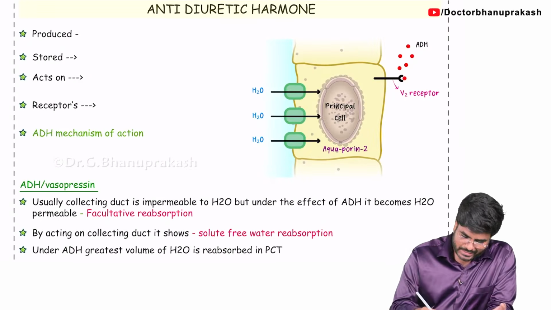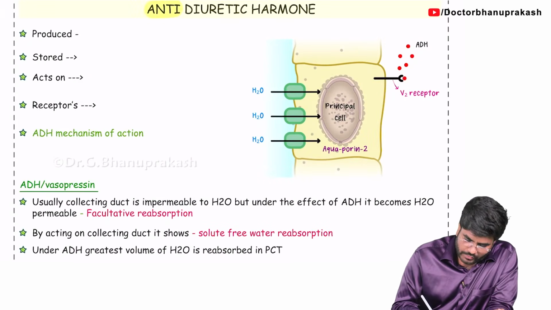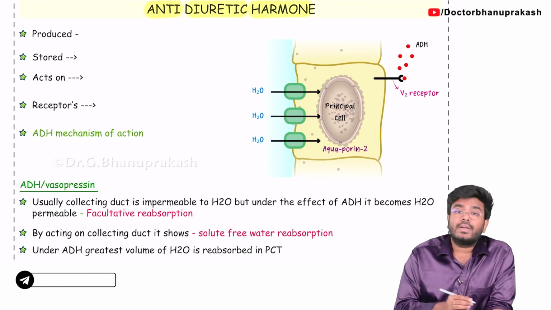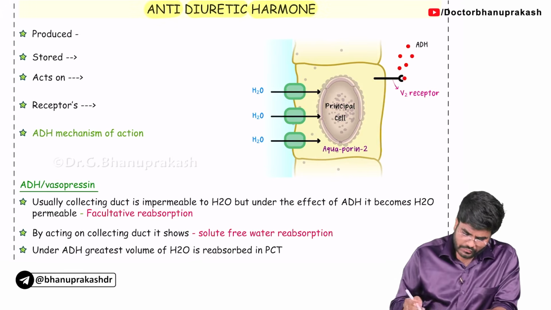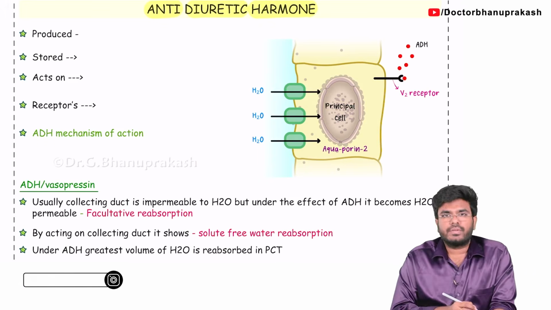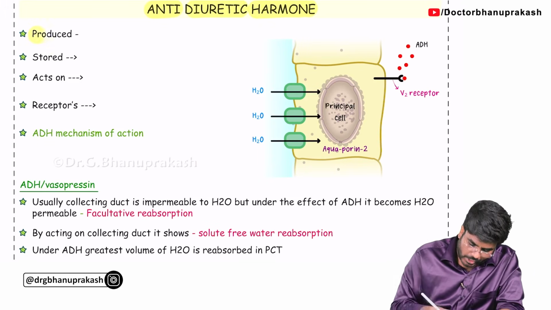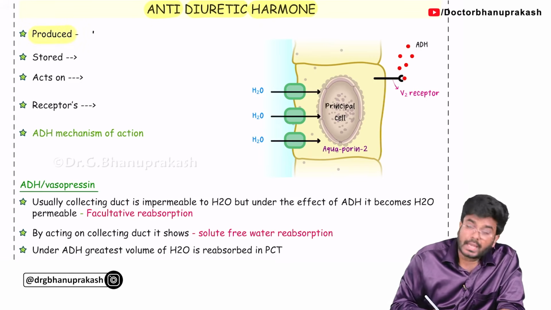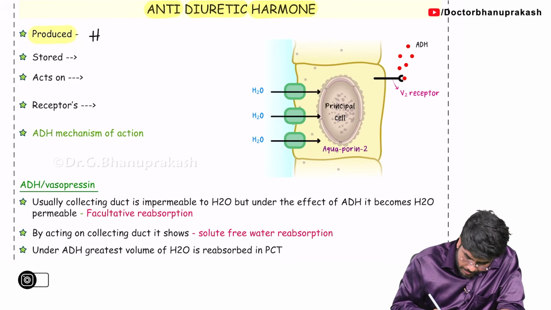Let's continue, guys. Now, let's see what the effects of antidiuretic hormone, that's the ADH, are on the collecting ducts. First of all, where is this antidiuretic hormone produced? Very important for the exams. Antidiuretic hormone is produced in the hypothalamus. Not from the posterior pituitary, guys, hypothalamus.